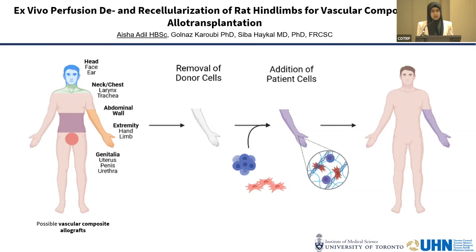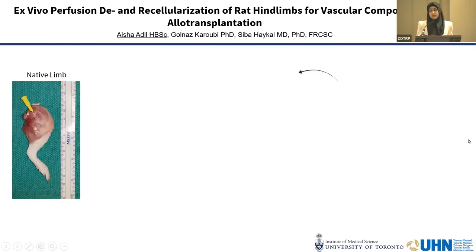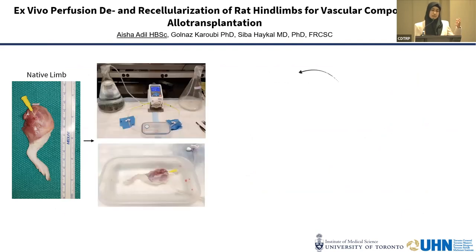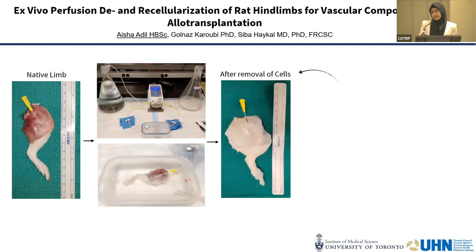The goal of my project is to establish this bioengineering technique in the rat hind limb to establish a proof of concept model. Using a perfusion bioreactor, I'm able to pass a detergent that can keep the limb intact but remove cells. Using the system, we were able to obtain a scaffold that contained no cells but had each of its tissue compartments intact.